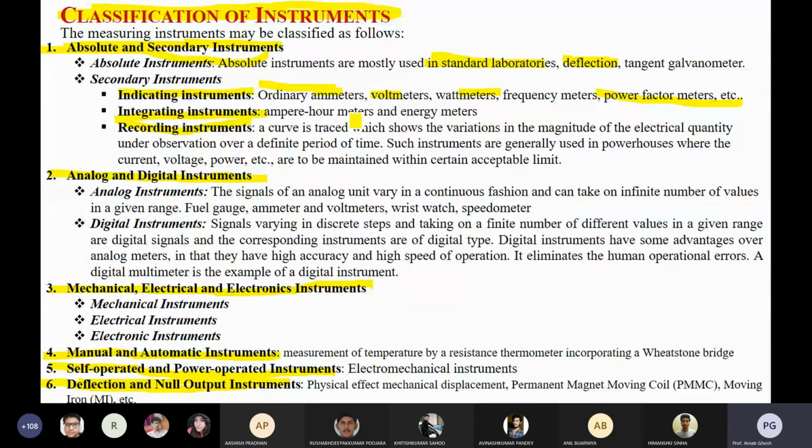The next one is recording instruments. Recording instruments we normally use in power plants or in substations, where forecasting is needed, meaning throughout the year how much generation there is and how much load demand there is in the substation. Substations are categorized into different types: generating substation, transmission substation and distribution substation. A distribution substation has further divisions, like the pole mounted substation in front of your home. But in most cases, for these three substations, we fetch the data.